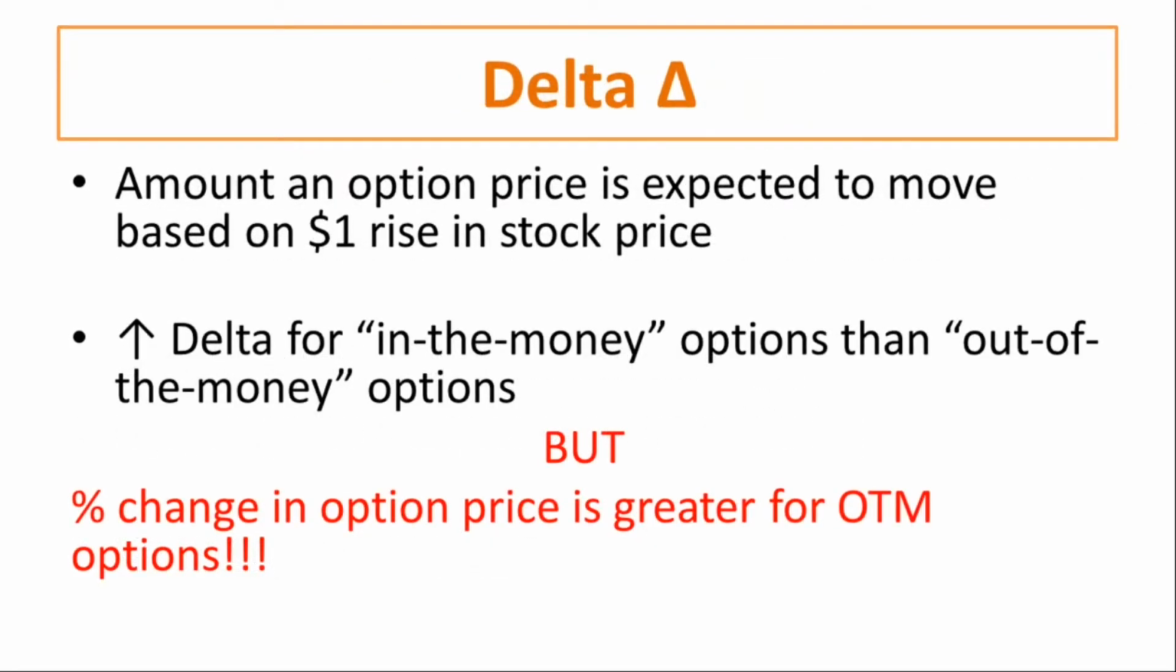First, let's talk about delta. Delta represents the amount an option price is expected to move based on its underlying stock price rising by $1. The delta is greater the more in the money the option is than out of the money options. But as I'll show you in just a second, the percent change in option price is greater for those options that are slightly out of the money or at the money. And I'll show you what I mean.